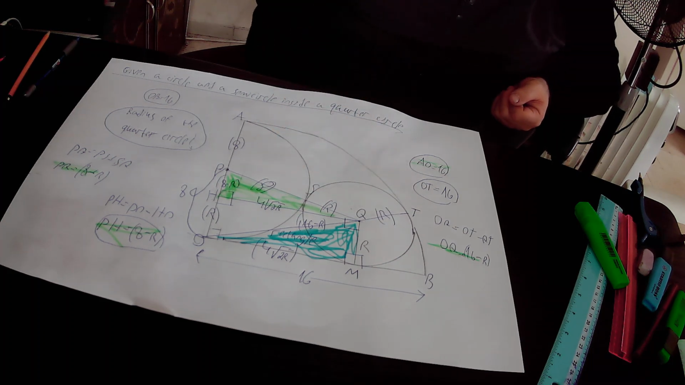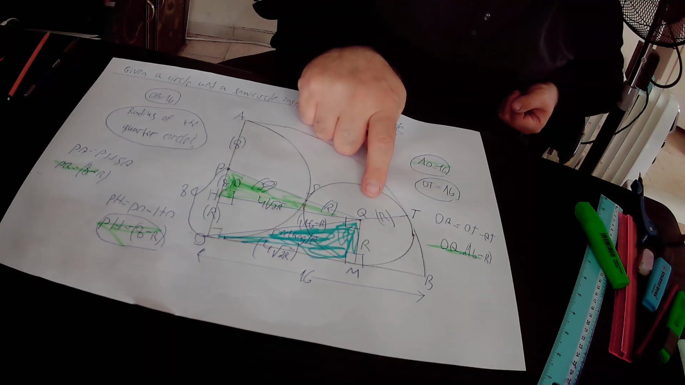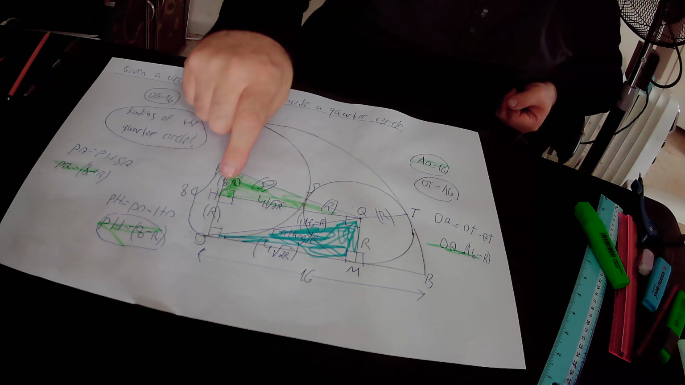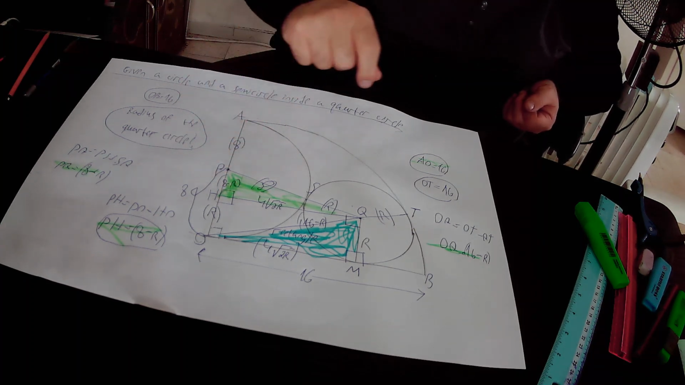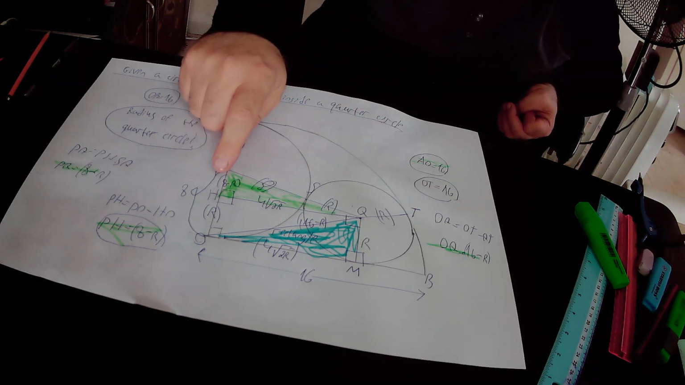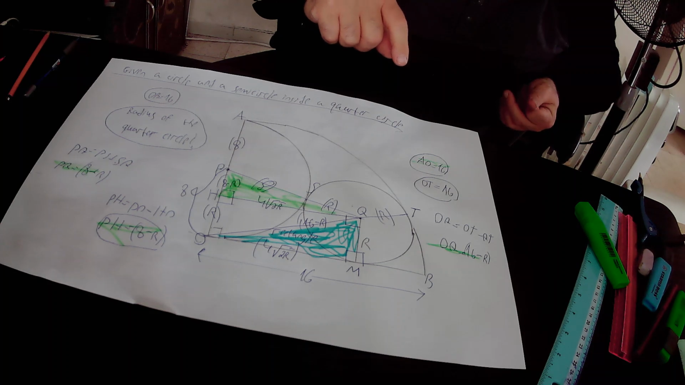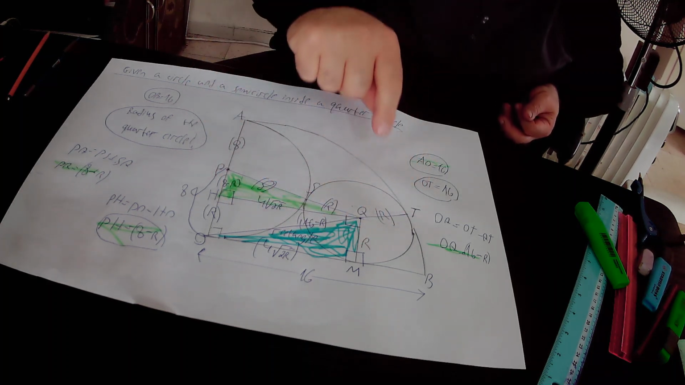In the next step, we did a construction. From point Q, that is the center of the small circle, we draw a perpendicular to AO. So this angle equals 90 degrees, and this angle also equals 90 degrees according to our construction. We define the touching point of the perpendicular from point Q and AO. This point is point H.